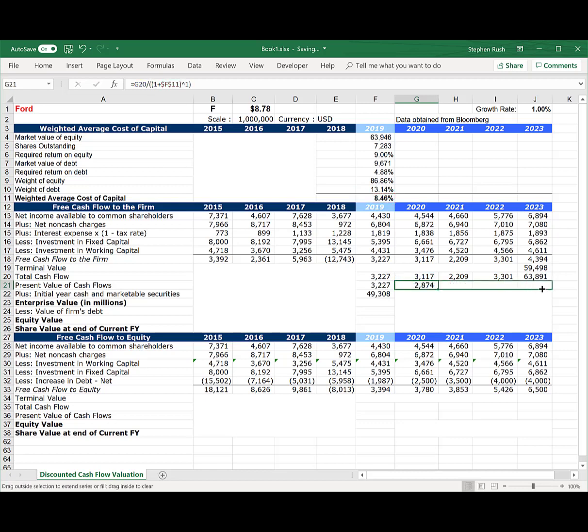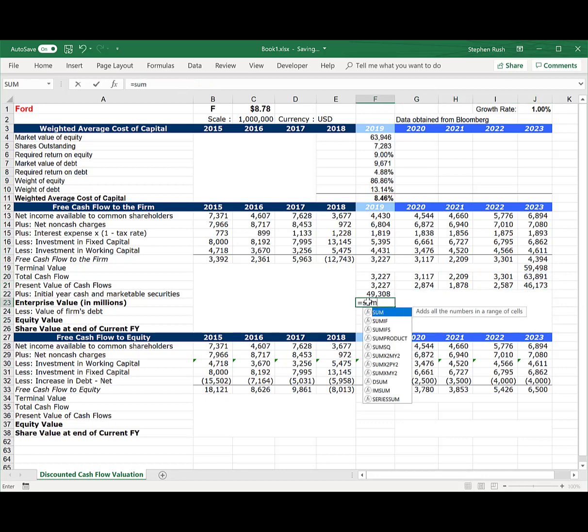To find the value of equity, we subtract the market value of debt from the enterprise value and add the value of cash and marketable securities. The value of each share is the total value of equity divided by the shares outstanding.